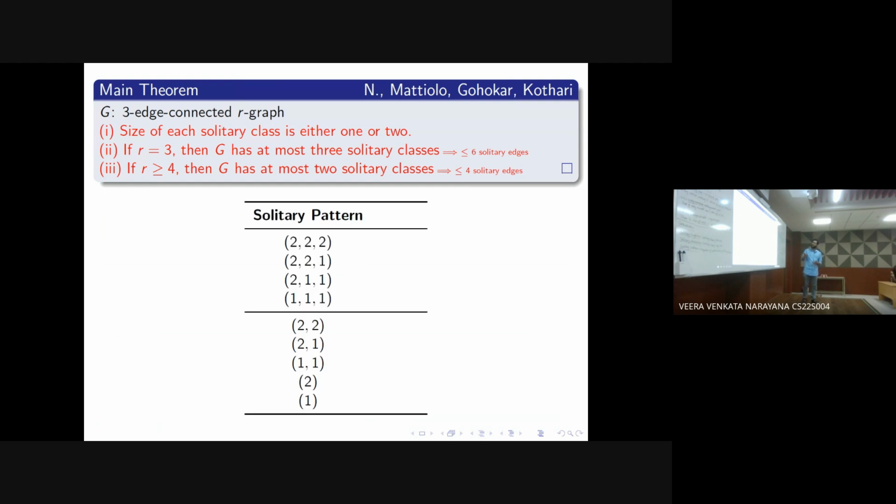So these are the possible solitary patterns for any 3-edge-connected r-graph, and the first 4 patterns are possible only when r is equal to 3. Now we are going to show our results, what we have done, all the characterization for 3-edge-connected r-graphs for the following solitary patterns.